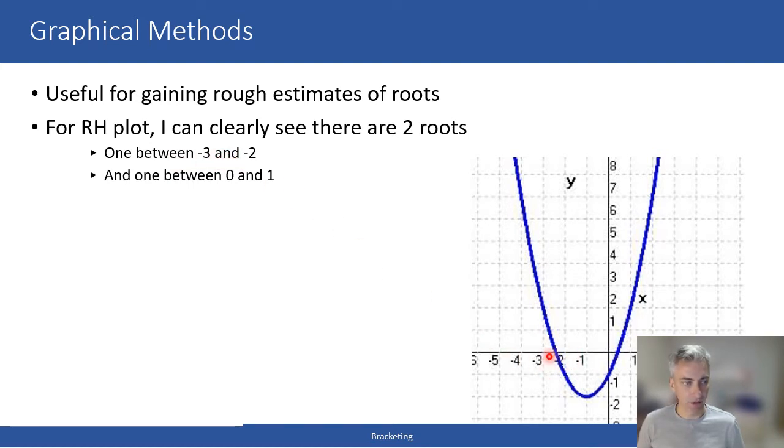So for this root that goes between -3 and -2, I would effectively set up a bracket and only look at that particular part of the function. Equally, I'd look between 0 and 1 for the second root.